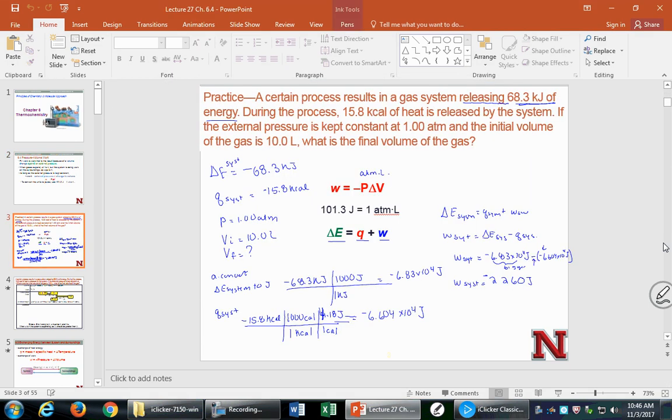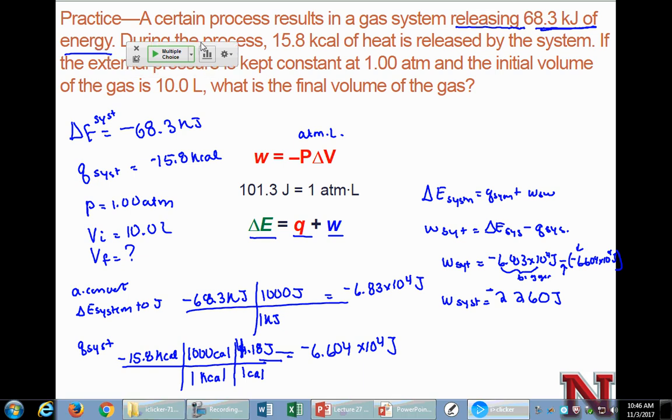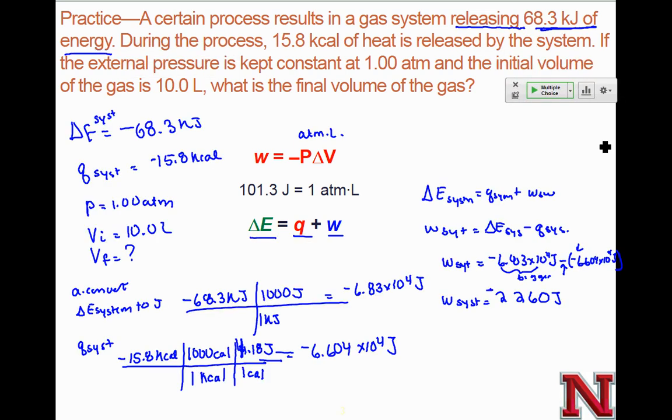And we started working on this problem where we had a process of a gas, and we knew how much heat was being released. Well, we knew our total energy being released, we knew our heat being released, and we knew that the external pressure was kept constant. We have 1 atm, and the initial volume of the gas is 10 liters, and we want to know the final volume. So we figured out our work of our system because we know our delta E of our system was given and our Q of our system was given. So we found our work to be negative 2,260 joules.